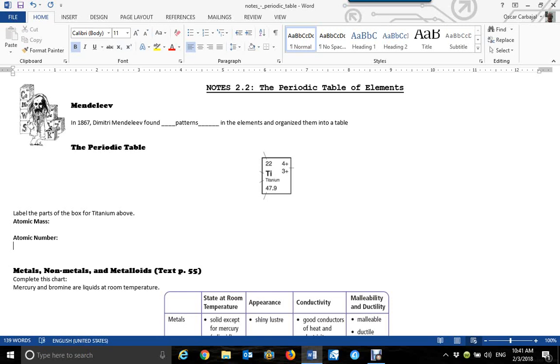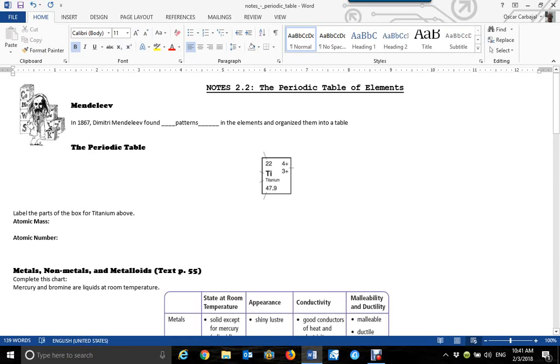You will be given pictures of atoms, and it'll tell you the number of protons, number of neutrons, the number of electrons. You have to know if they're the same element. The elements are the same only if they have the same number of protons. Remember, the number of protons is your atomic number. You'll have to know what an energy level is. You'll have to know how to read the periodic table.